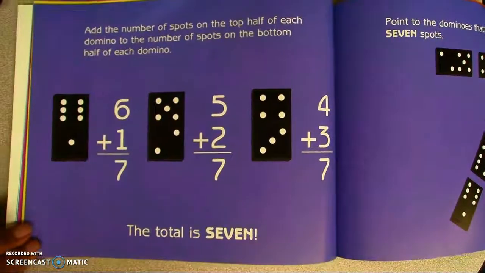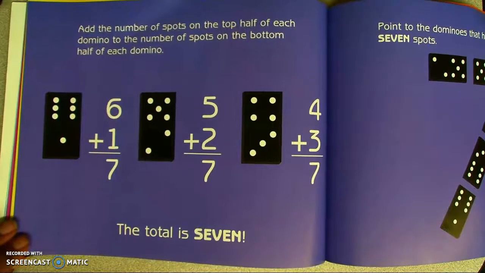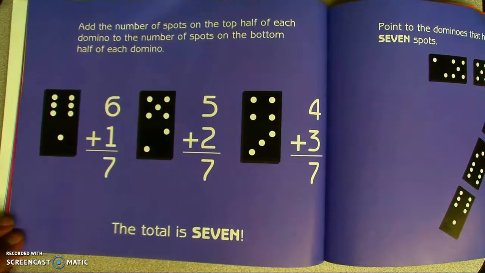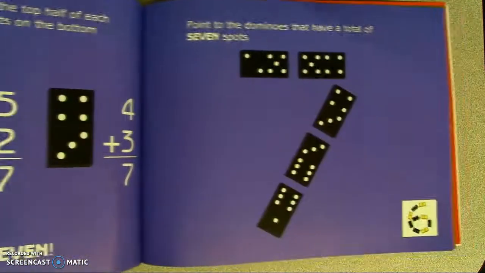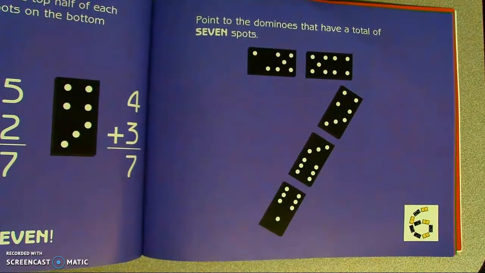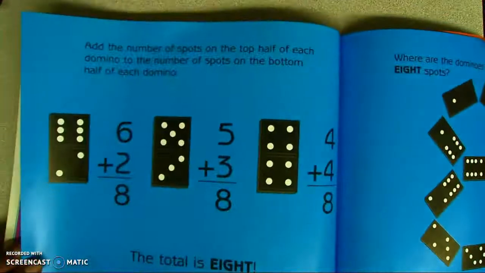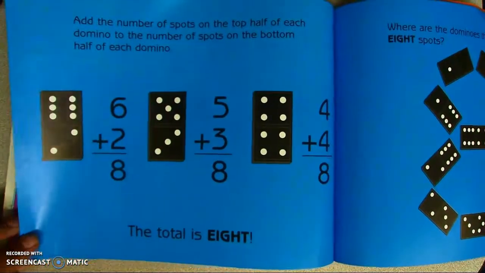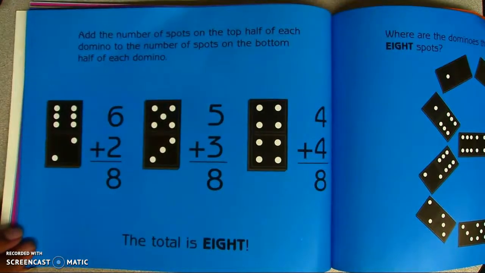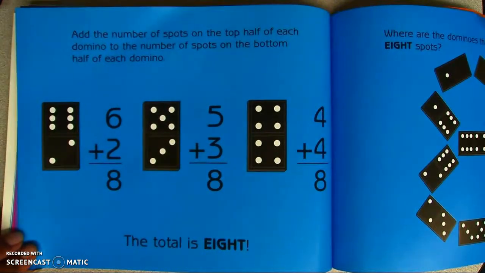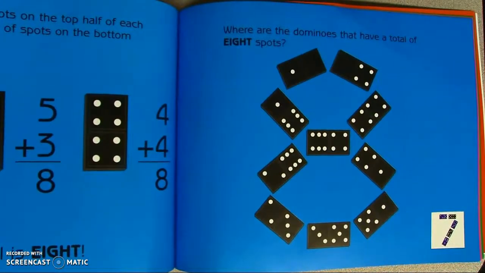Add the number of spots on the top half of each domino to the number of spots on the bottom half of each domino. The total is 7. Point to the dominoes that have a total of 7 spots. Add the number of spots on the top half of each domino to the number of spots on the bottom half of each domino. The total is 8. Where are the dominoes that have a total of 8 spots?